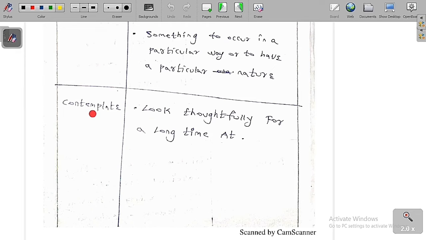Now the next word, contemplate. Contemplate means look thoughtfully for a long time at. It is basically like a vision, where you are seeing something which is far ahead with your vision. Look thoughtfully for a long time at means you are planning your future, you are contemplating your future with your vision.